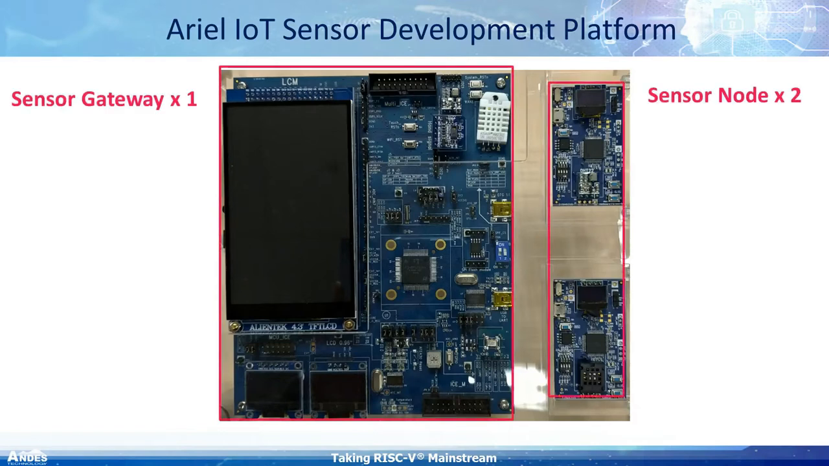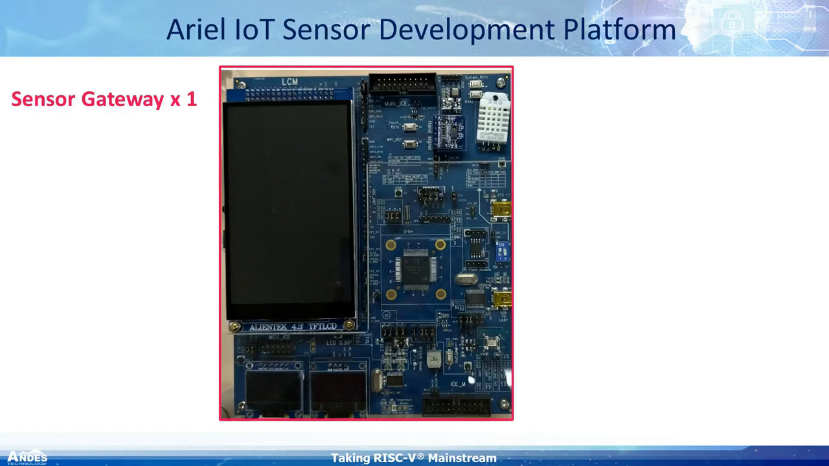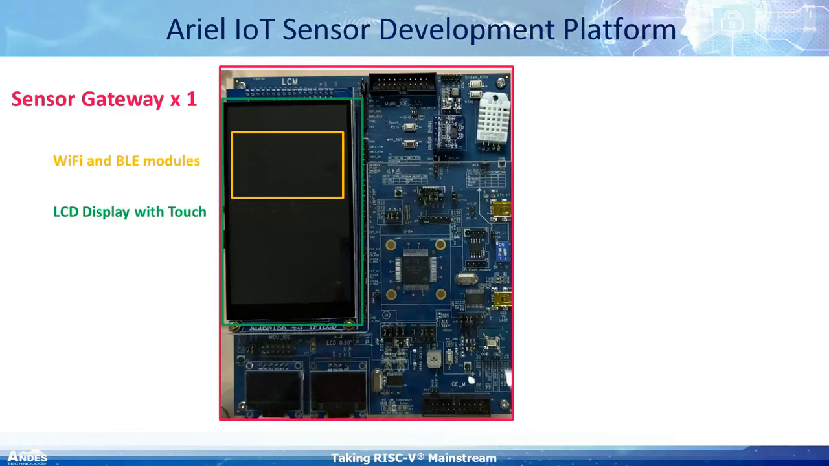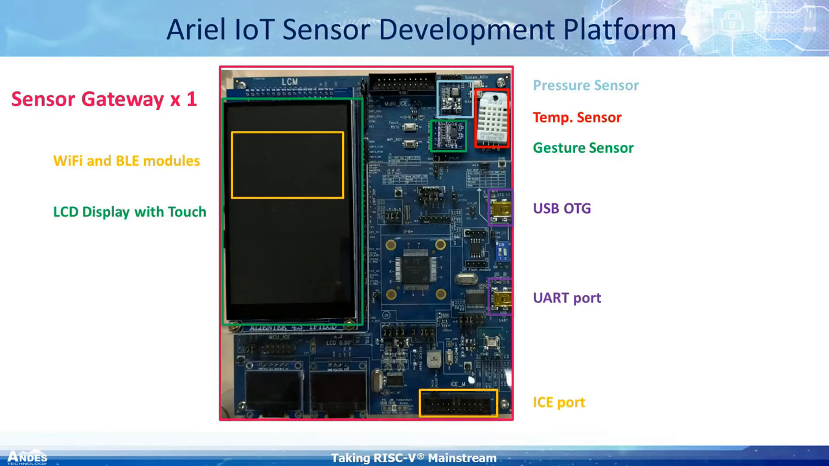The full set combines one IoT sensor gateway and two sensor nodes. In this video, we will focus on the IoT sensor gateway platform, which contains the Ariel SoC. Let's take a closer look at some of the important features and functionality of this board. LCD display with touch function, Wi-Fi and BLE module underneath the display, pressure sensor, temperature sensor, gesture sensor, USB OTG, UART port, ICE interface, and we have mounted the Ariel SoC device.